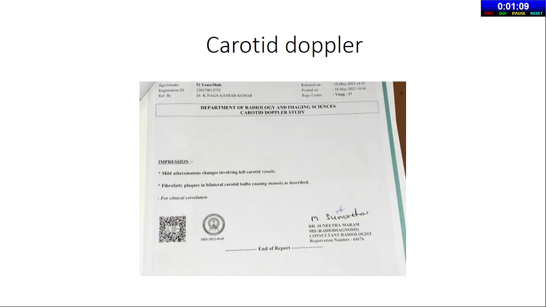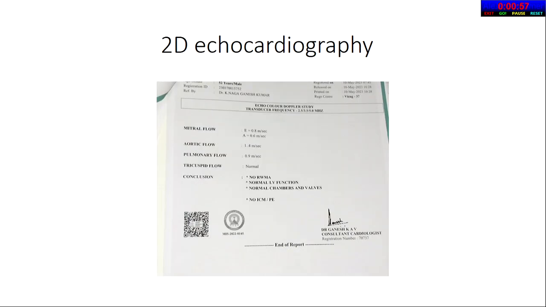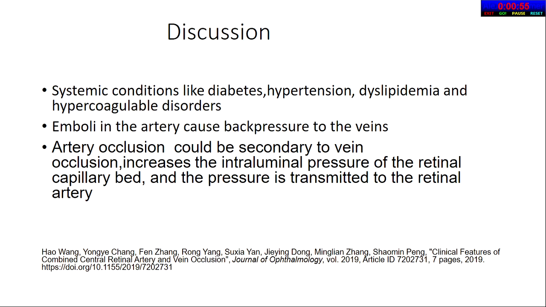The Doppler report showed mild heterogeneous fibroplatic plaques in the left carotid vessels and in the bilateral carotid bulbs, causing the stenosis as described in the carotid Doppler. 2D echography was also done. It was apparently normal. Discussion.